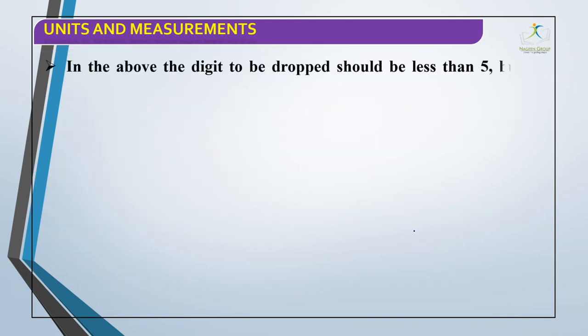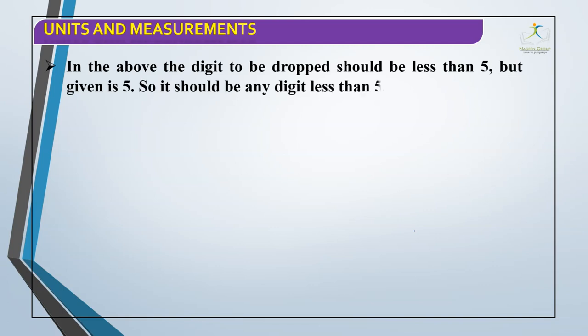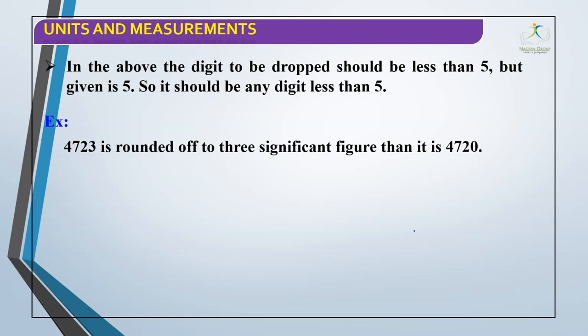In the above case, the digit to be dropped should be less than 5. But here it is 5, so it should be any digit less than 5. For example, 4723 rounds off to 4720. So again they have 3 significant figures.